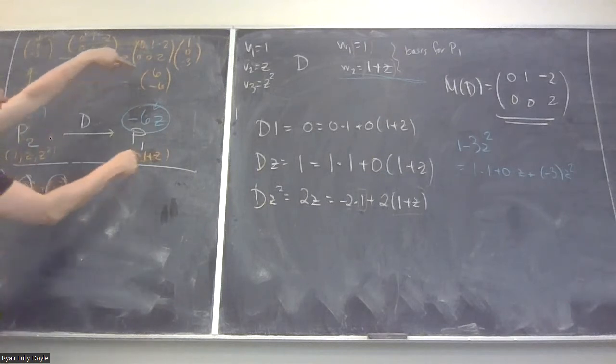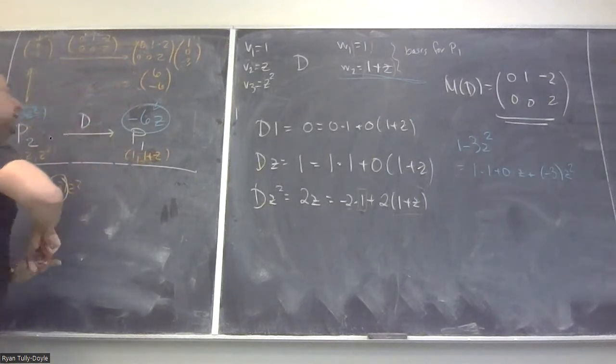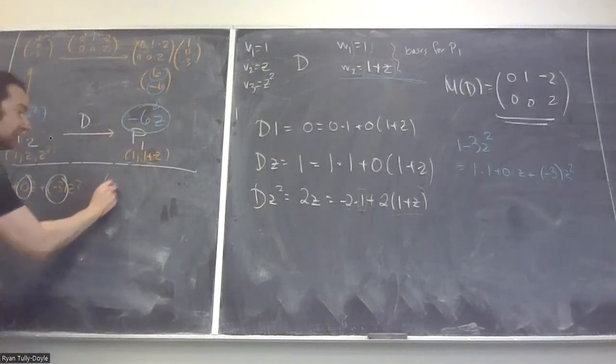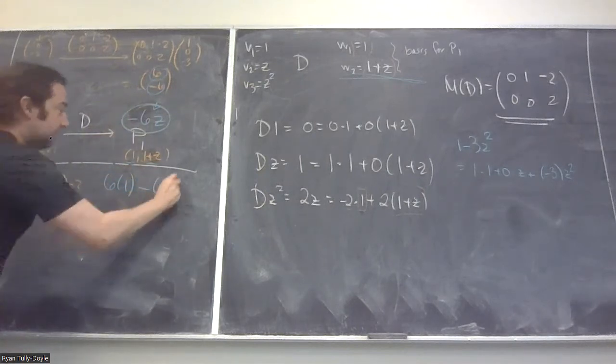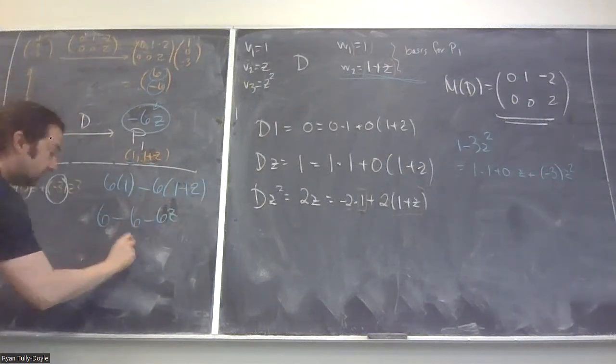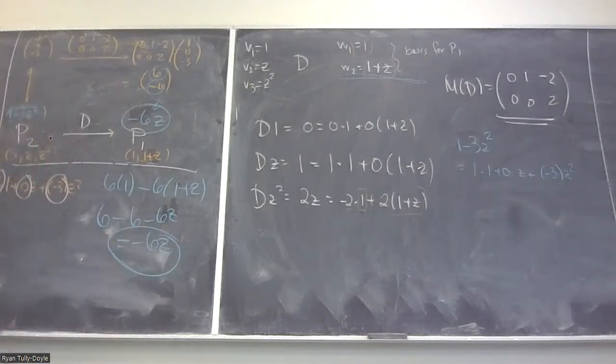Well, with respect to this basis, remember these numbers are telling you what to put in front of these vectors. So 6 times 1 minus 6 times 1 plus z is 6 minus 6 minus 6z, which is minus 6z. The answer is still the same. We changed the basis, so this computation changed, but it still represents the same function. This is why you've got to pick the basis that you're doing the problem in. Picking the basis changes the representation, but it doesn't change the function. We still got 6z out. Yep.